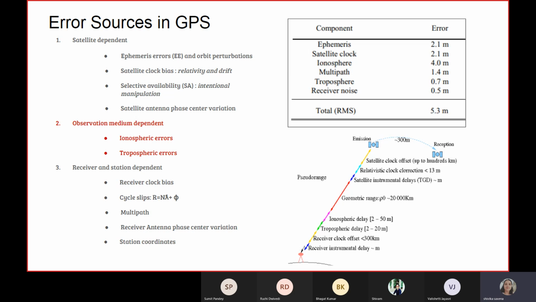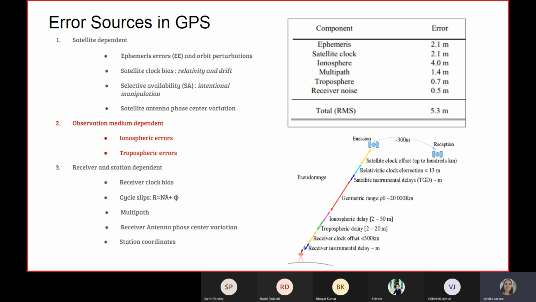So ephemeris, you understand, is the information about the satellite orbit and position. This is contained in the broadcast navigation message. This information may be received wrongly, or information may be received about something that is happening, some disturbance in the orbit itself due to various forces or satellite geometry. Satellite clock bias: the clock may be disturbed due to relativity effect or some clock drift. We will see further about this.